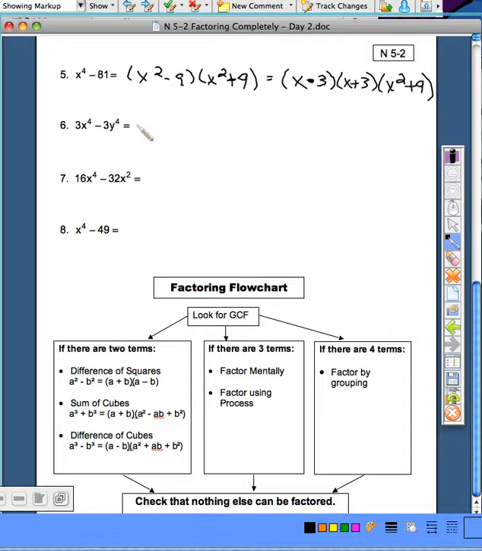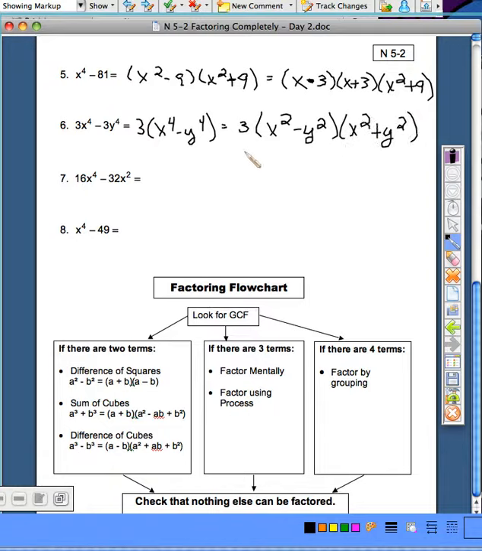Okay, here, greatest common factor, that's the first thing. And notice this flow chart that's on these notes. Look for greatest common factor first. So we have a 3, and that leaves me with x to the 4th minus y to the 4th. Now we have a binomial. If there are two terms, can we factor it as a difference of squares, a sum of cubes, or a difference of cubes? This could be a difference of squares. So that's 3 times x squared minus y squared times x squared plus y squared.